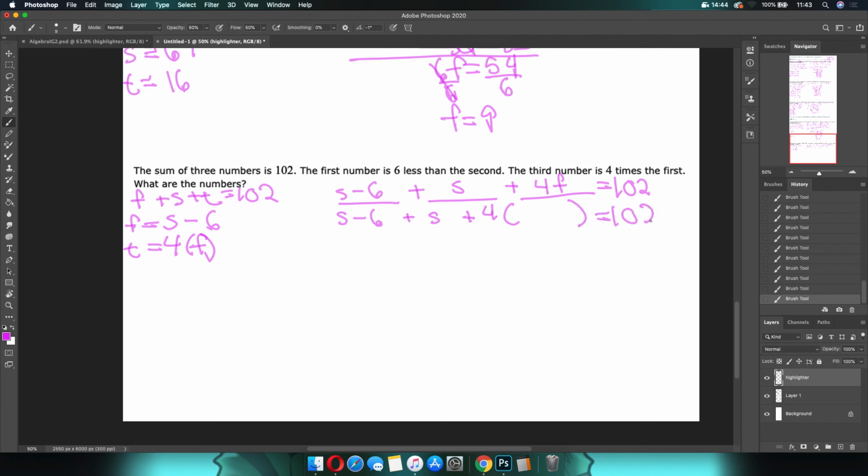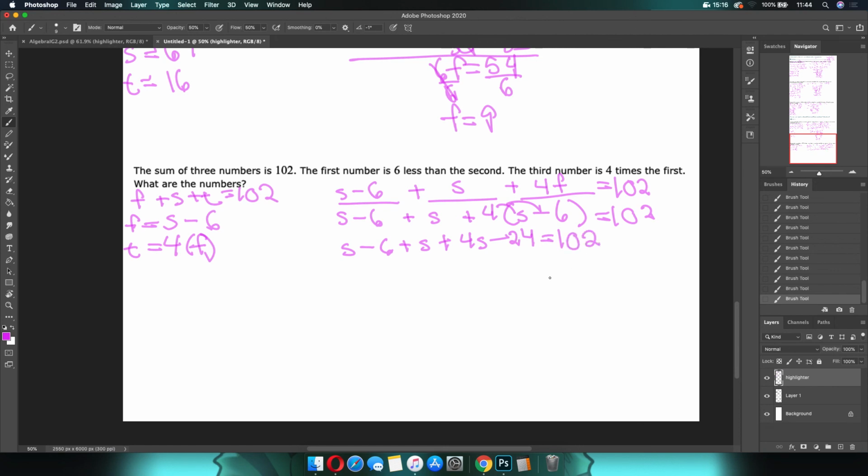The question now is, what is our something? Is there an f equals somewhere here? Yes, it is. And what does f equal? s minus 6. Okay, we're starting to look pretty good here. Do our distribution again. So we have s minus 6 plus s plus 4s minus 4 times 6 is 24 equals 102. And now we're all set.